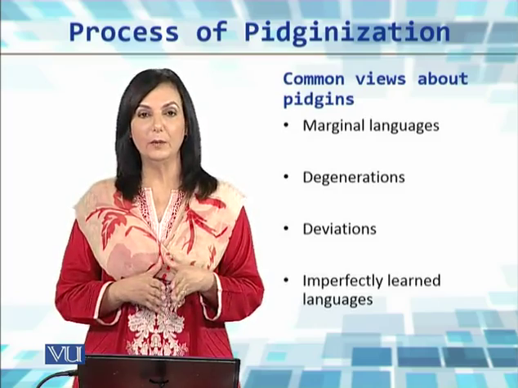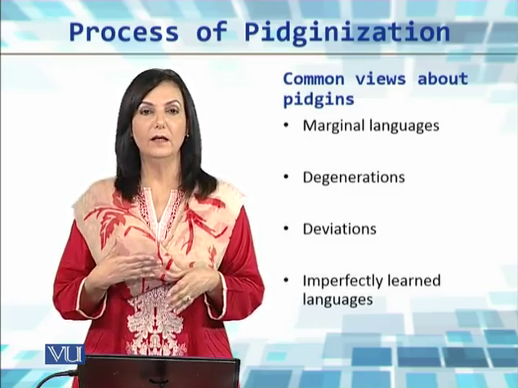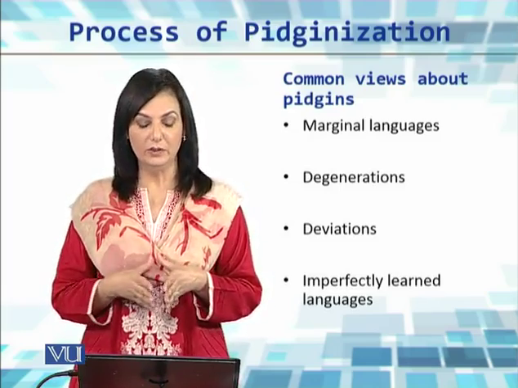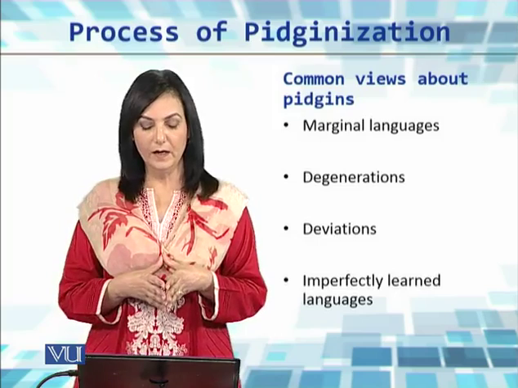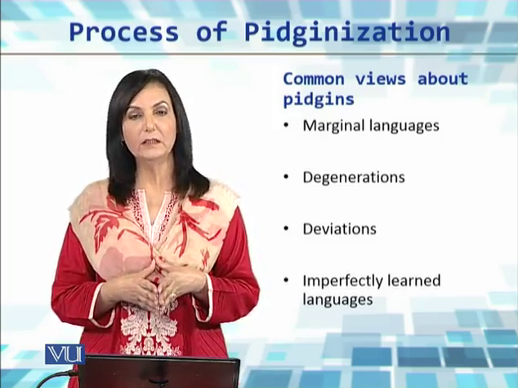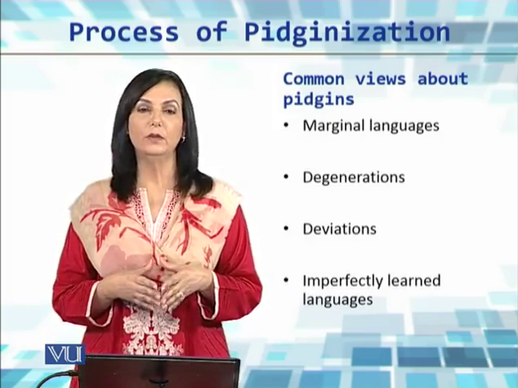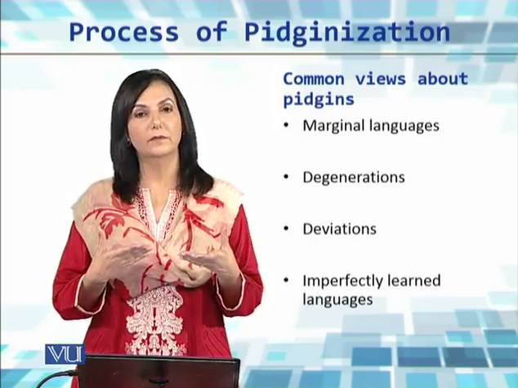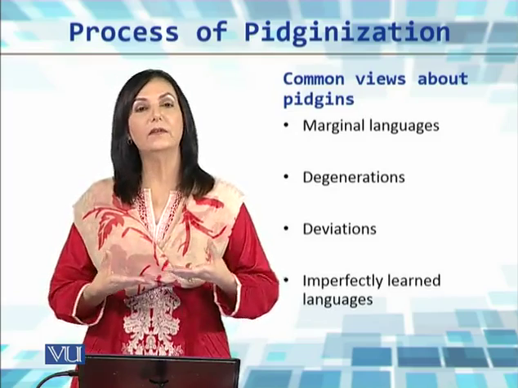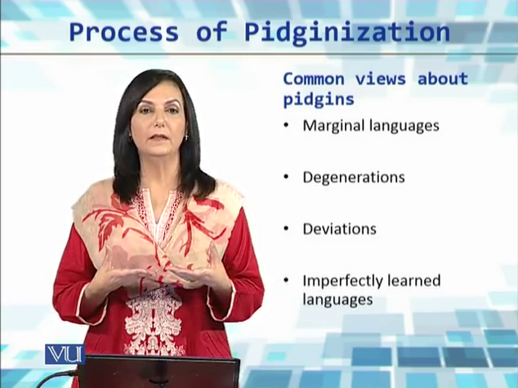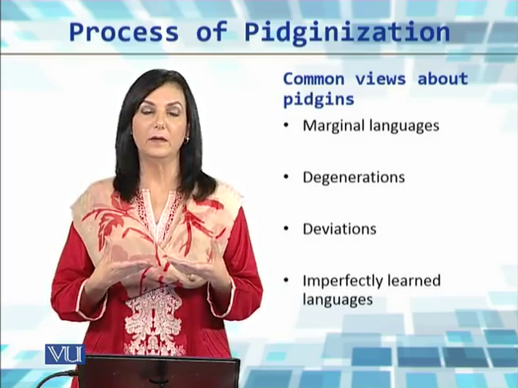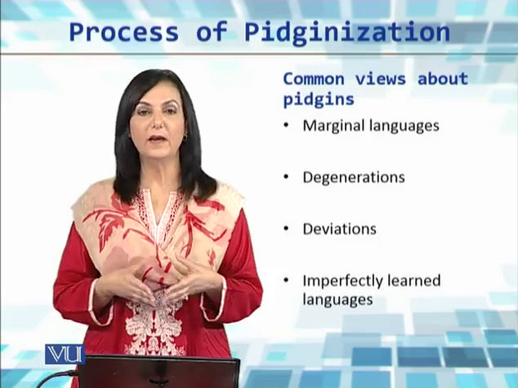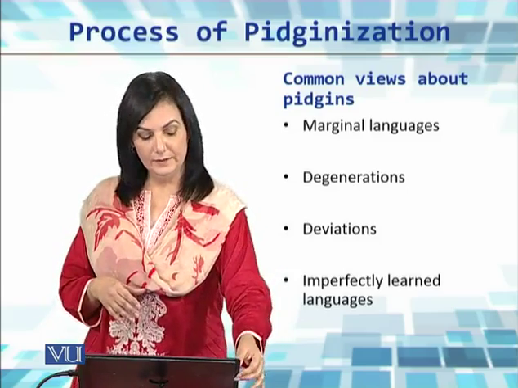Since these languages are devised by the desperate need to communicate by people who had no knowledge of the language of which they are an improvisation, or a simplification, they are said to have been learned imperfectly. So people do not consider them in a position of prestige, because they believe these languages are imperfect because they are imperfectly learned.